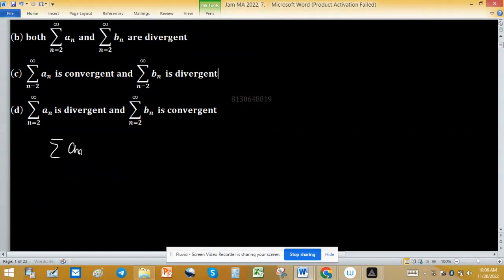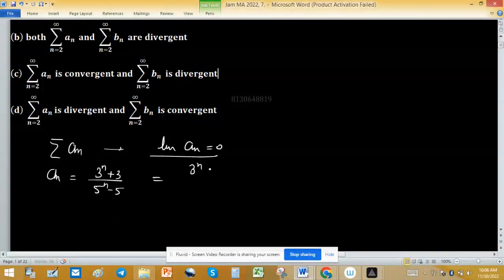First, summation an, if convergent, then limit of an equals 0. This is the rule. And an is given to you as 3 raised to the power n plus 3, over 5 raised to the power n minus 5. Take 3 raised to the power n common from the numerator: 1 plus 3 upon 3 raised to the power n, over 5 raised to the power n, times 1 minus 5 upon 5 raised to the power n.